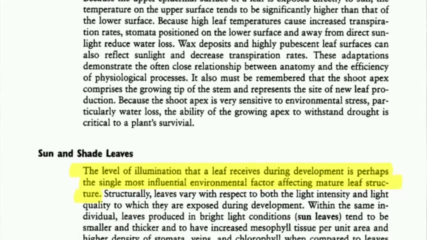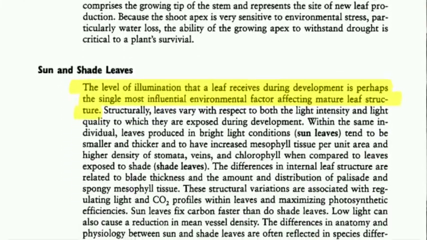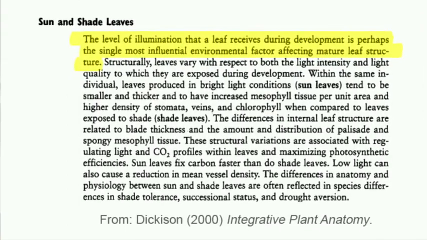Most textbooks would have you believe that the functional explanation and developmental explanation for sun and shade leaves are the same. Sun leaves are sun leaves because they develop in a sunny environment, and shade leaves are shade leaves because they develop in a shaded spot.